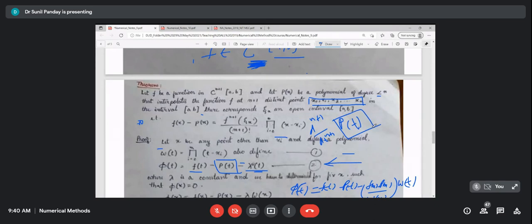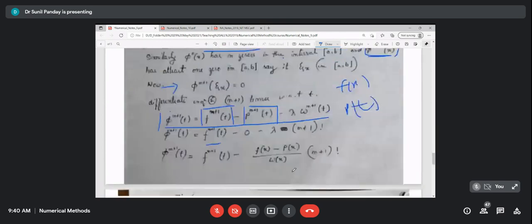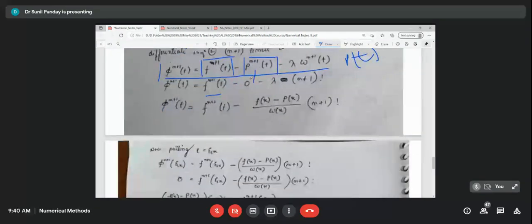So here p(t), that is the approximating polynomial, is of degree at most n, and you are differentiating it n plus 1 times. So this should be 0 if I differentiate the polynomial p n plus 1 times. That's why we are writing 0 here, because p(t) is an approximating polynomial, and being an approximating polynomial, its degree is at most n. And we are differentiating it one more time, n plus 1 times, so it is 0.